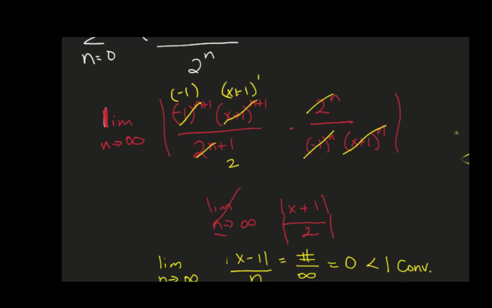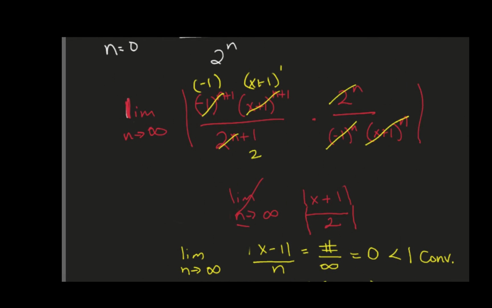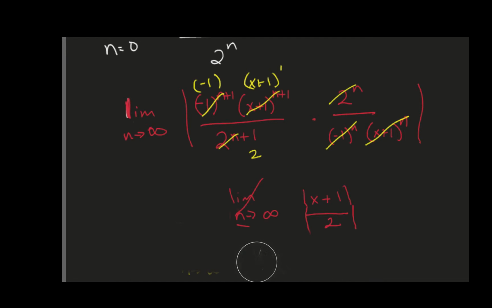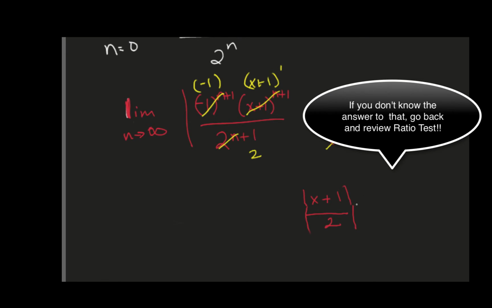Now we're back to the ratio test. What does the ratio test tell us? Where does this converge? It's less than 1. And there's your progression on to the next part of the problem. Solve for x.